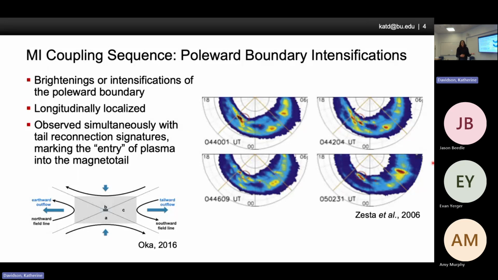And these PBIs have been observed simultaneously with tail reconnection signatures. So that leads a lot of people to believe that these PBIs are actually signatures of the reconnection X line in the tail. And this marks the entry of plasma into the magnetotail from the solar wind. So it's very important to study the dynamics of these PBIs because they are telling us how plasma is entering into the magnetotail through reconnection.